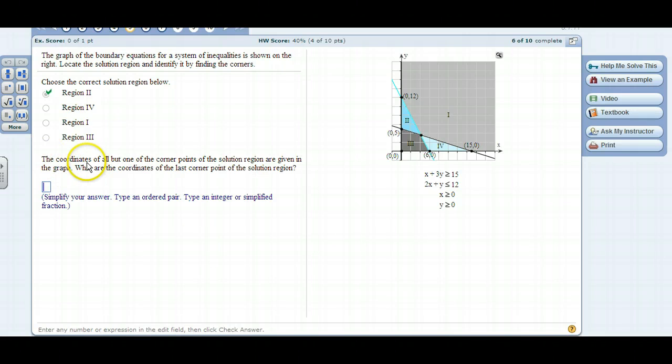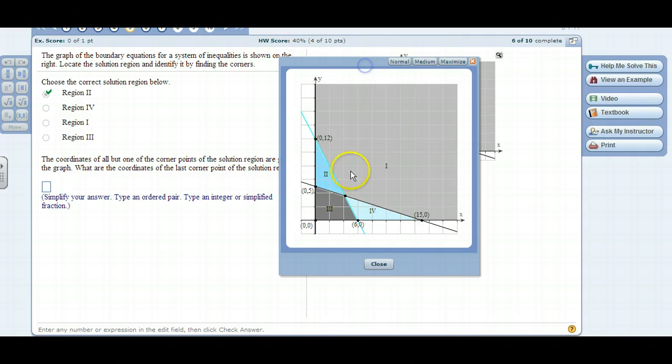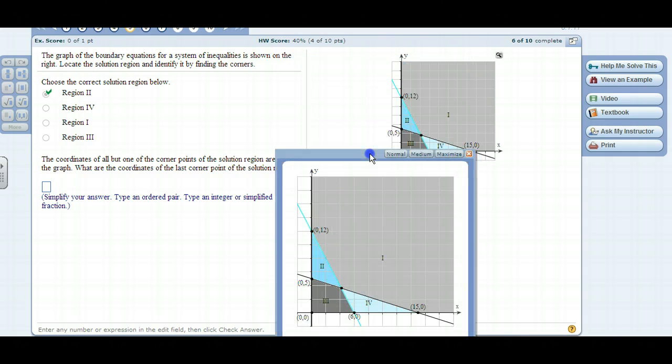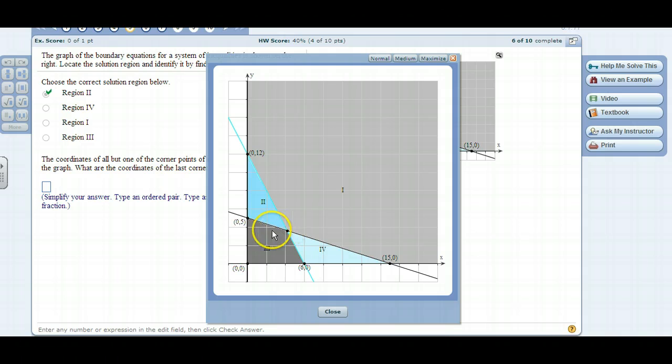The coordinates of all but one of the corner points of the solution are given in the graph. What are the coordinates of the last corner point? So what they're saying is they give us this region 2 as our solution. They give us this point. They're not giving us this point. So how do we find that point?